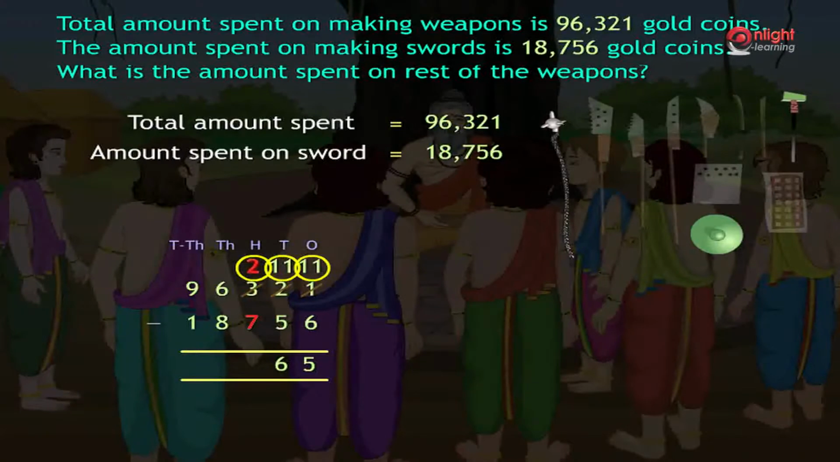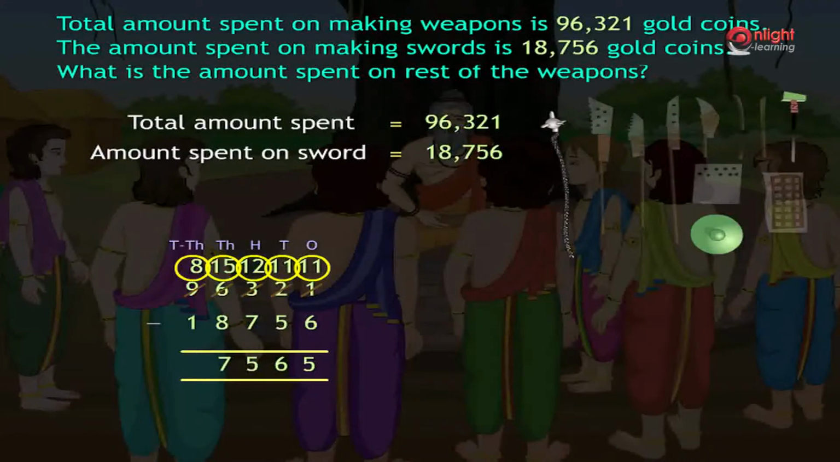Now the numbers in hundreds place are 2 and 7. Again, 7 is greater than 2. So borrow from thousands place. So 6 becomes 5 and 2 in hundreds place becomes 12. 12 minus 7 equals 5. Now numbers in thousands place are 5 and 8. Again, 8 is greater than 5. So borrow from 10,000s place. So 9 becomes 8 and 5 in thousands value becomes 15. 15 minus 8 equals 7.